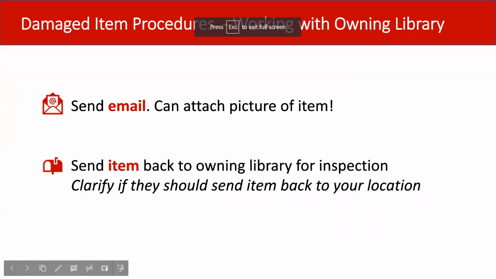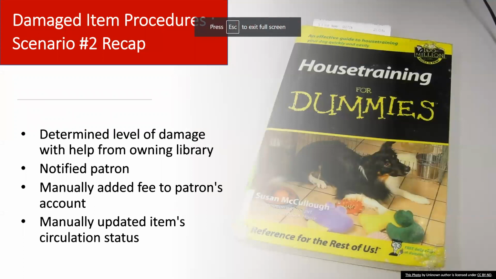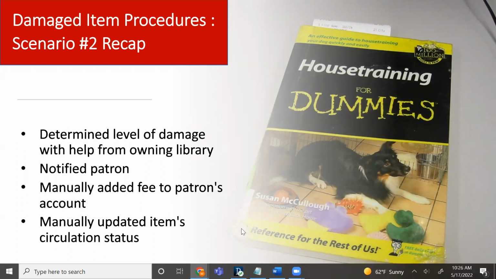So to recap this situation, we had an item that was slightly water damaged, and we weren't sure if we would be able to circulate or not. So we determined the level of damage with help from the owning library. As the point of return, we notified the patron, and then we manually added the fee to the patron's account and manually updated the item's circulation status. Let me pause just for a second to check on chat.